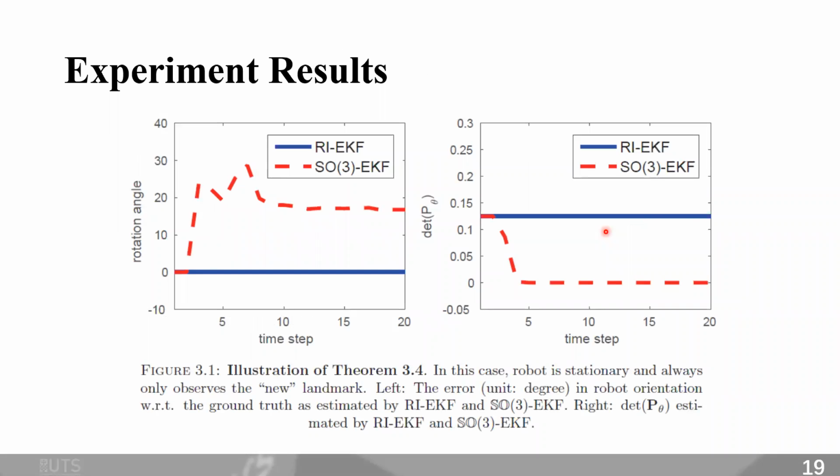However, the experiment results illustrate that the uncertainty of the robot pose in RI-EKF will not be reduced by observing such relative measurements, but with SO3-EKF, you can see that it will reduce the uncertainty of the robot pose, and also the robot angle is changing.